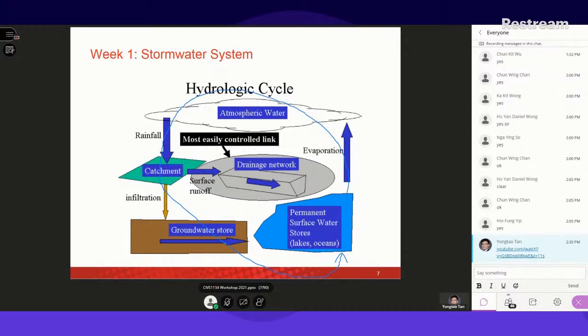And for the natural catchment, part of the rainfall becomes groundwater through infiltration. But for the artificial catchment, meaning the impervious catchment, most of the rainfall becomes surface runoff. The surface runoff water will drain away by the drainage network to the permanent surface water stores such as lakes, oceans, and rivers.